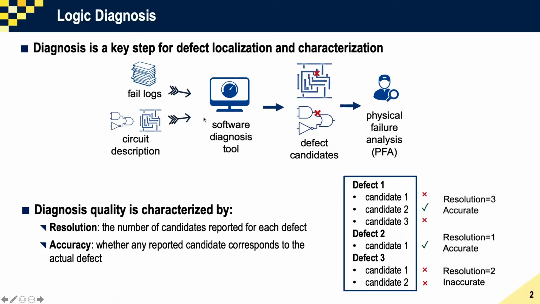The output of diagnosis is usually a list of defect candidates corresponding to a certain location in the circuit with the defect characteristics. And according to the result, PFA, physical failure analysis, can be performed to further inspect the potential defects. The quality of diagnosis is usually characterized by two metrics, resolution and accuracy. Resolution refers to the number of candidates reported for each defect, and accuracy indicates whether any reported candidate corresponds to the actual defect.